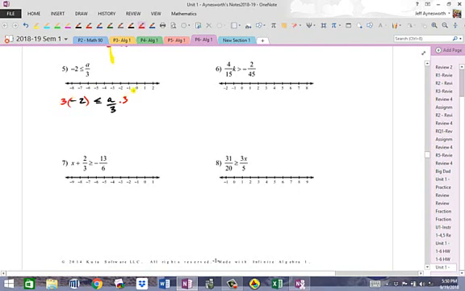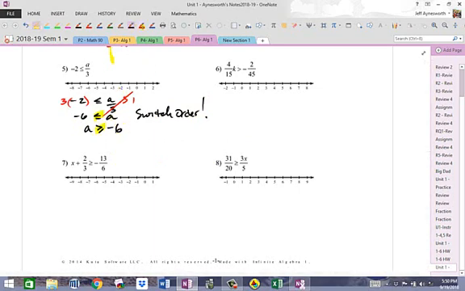Okay, so we're going to multiply by 3 on both sides. 3 times negative 2 is negative 6, and that's less than or equal to a. But as I said before, you've got to switch the order. So if negative 6 is less than or equal to a, that means that a is greater than or equal to negative 6. Notice I switched the inequality there. Pay attention. All numbers greater than or equal to negative 6.